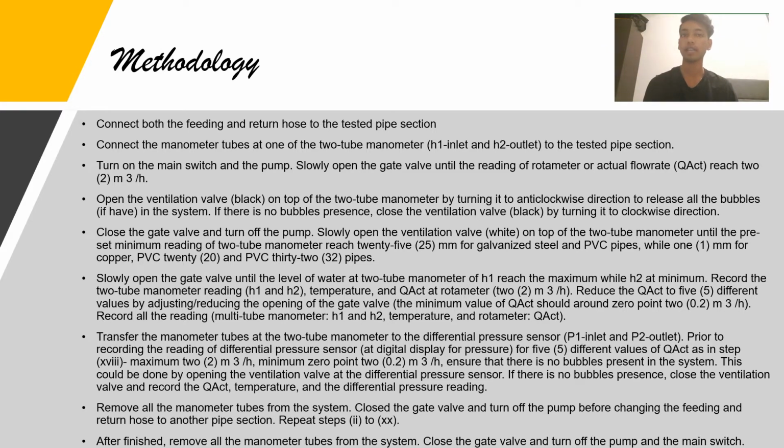Step number 8, remove all the manometers from the system, close the gate valve and turn off the pump before changing the feeding and return hose to another pipe section. And we repeat step 2 to step 8. Then after finishing, we have to remove all the manometer tubes from the system, close the gate valve, and turn off the pump and the main switch.